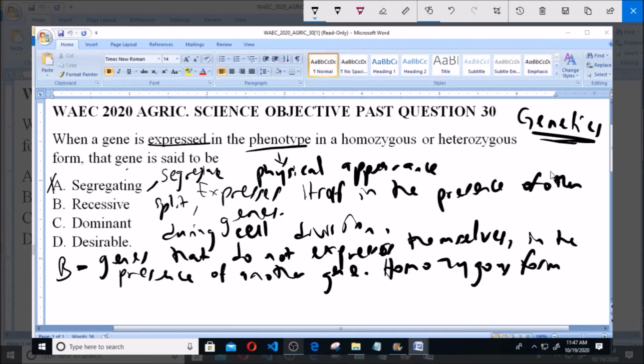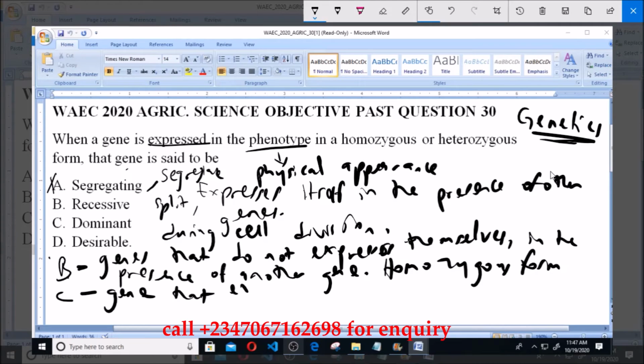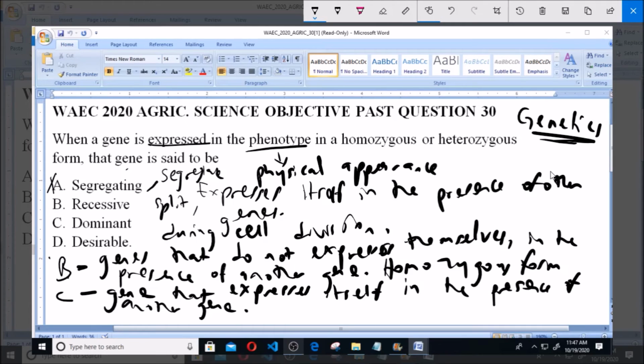So option C says dominant. Now a dominant gene is the opposite of a recessive gene, and it's a gene that expresses itself in the presence of another gene. Be it a gene that is the same as itself, that is, in homozygous form, or in the presence of a different gene, that is, heterozygous form, it always expresses itself.